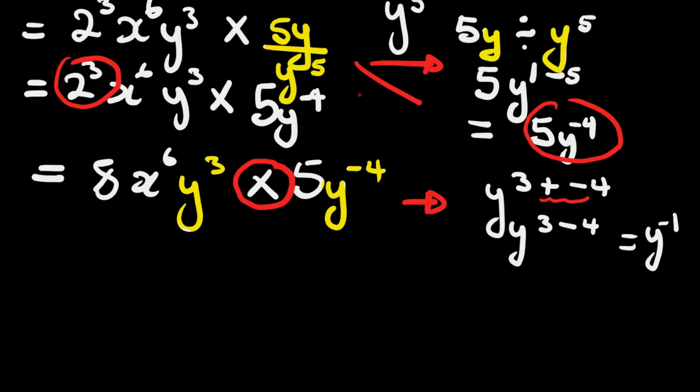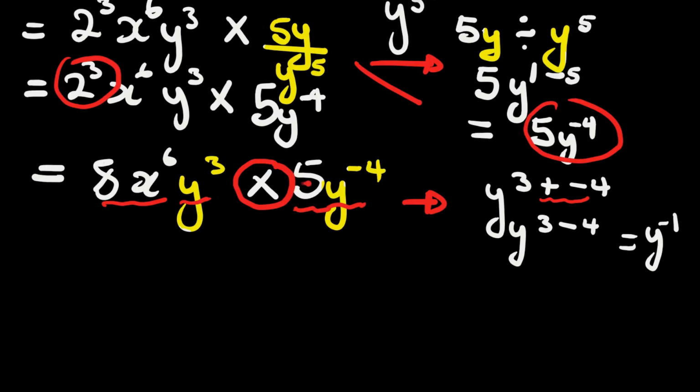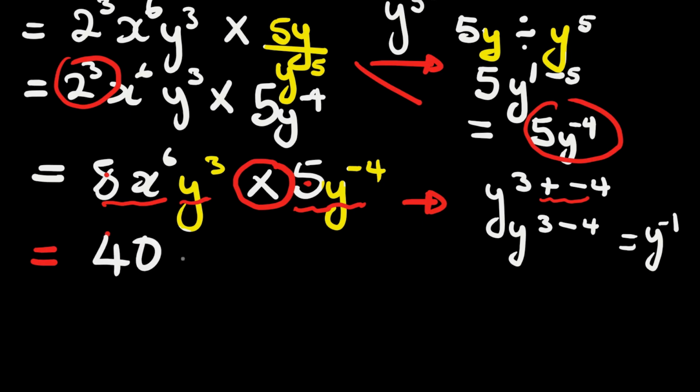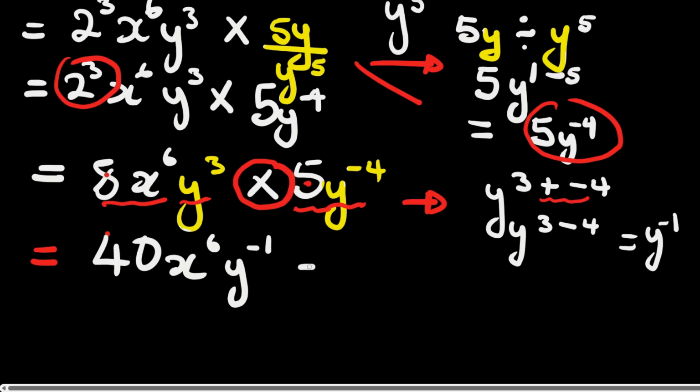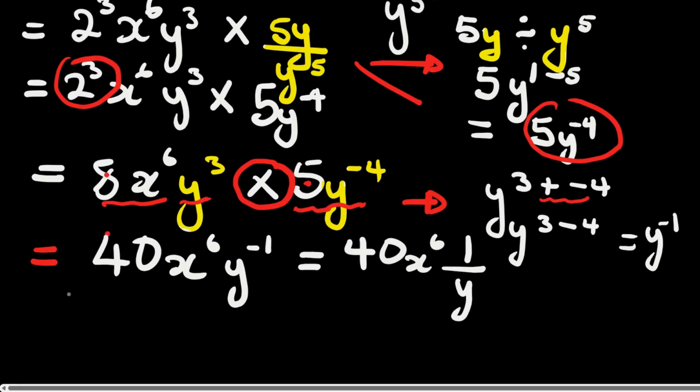So now, yes, we are done with the y's. But what do we do with the remaining parts? We'd say 5 times 8, which is 40. So 40x to the power 6, then y to the power negative 1. So y to the power negative 1 is a fraction. So it's 40x to the power 6, 1 over y. Then finally, this can be written as 40x to the power 6 over y. And this makes our final answer.